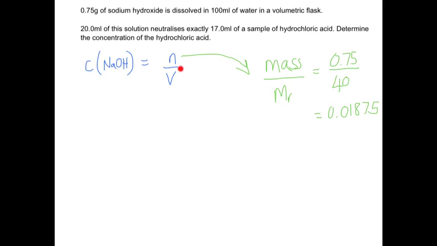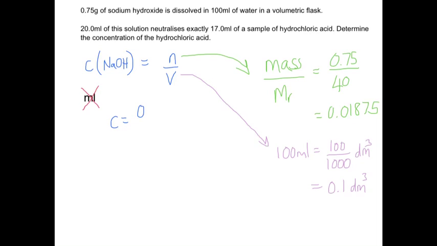Now we need to find out the volume. Unfortunately, that's given to us in millilitres in the question, and we can't plug those into our equation, so we have to convert that volume into litres before we can put the value in. So 100 mL equals 100 over 1,000 litres. We always divide by 1,000 to go from millilitres to litres. So that's 0.1 litres of sodium hydroxide.